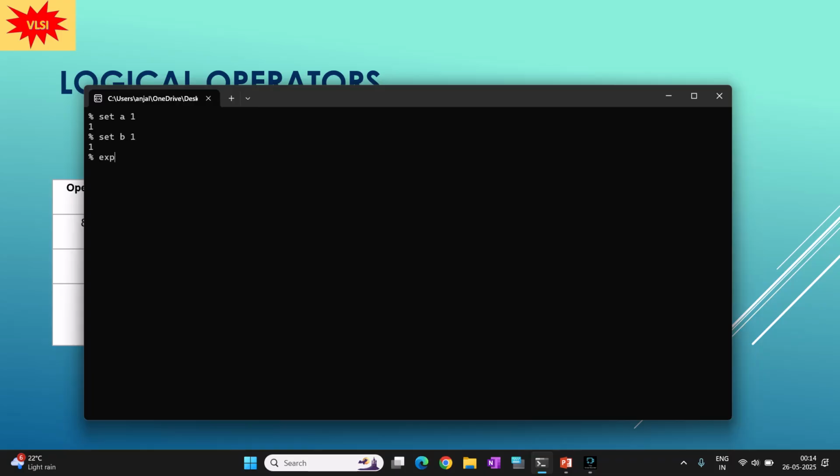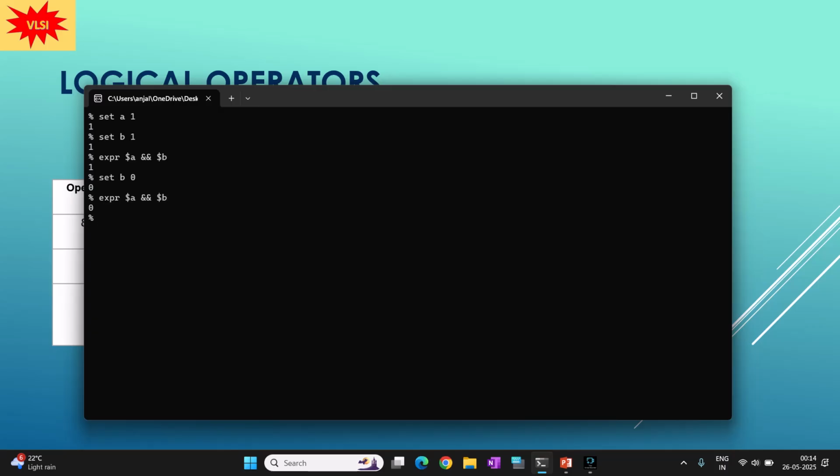and we use expr $A and $B. Now when I told you that we are using these on bits only, we have to make sure these bits are binary. So if I'm writing this, now you see it's 0.